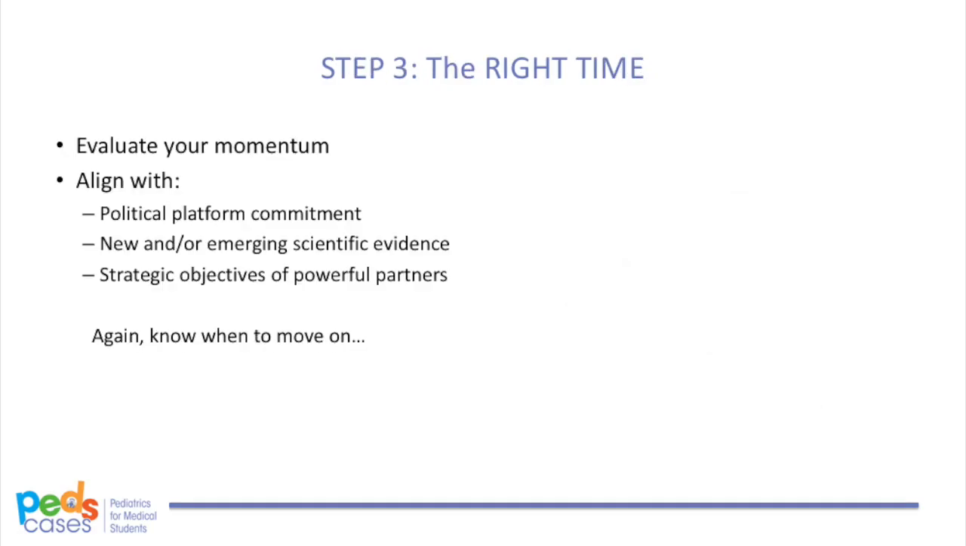Now that you've established the right topic and narrowed your scope, it's important to consider your timing. Even great ideas can fall flat if they are presented at the wrong time. Important considerations are whether or not you are aligned with a political platform. Is it close to or approaching an election? Is this an issue up for debate that a particular party may take a stance on? Also consider new or emerging scientific evidence to support your campaign. If pertinent research is highlighted in the media, this can greatly increase community and stakeholder investment.